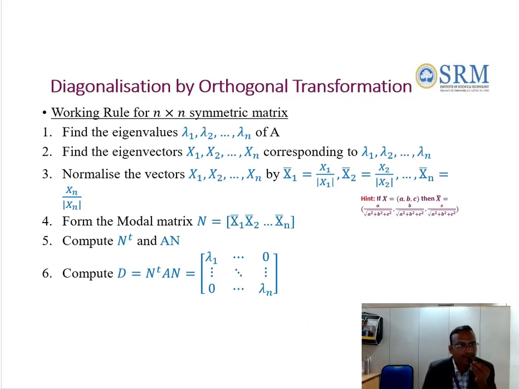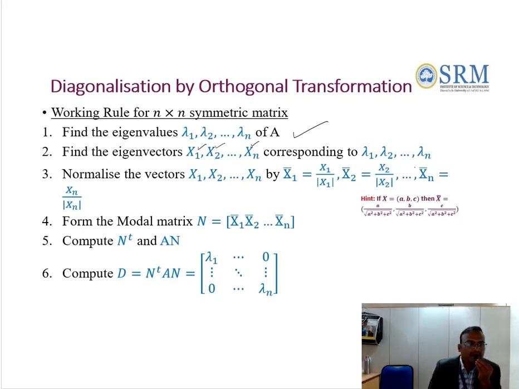Next, we are going to see how to find the diagonal matrix by using the orthogonal transformation or orthogonal reduction. There are some steps involved. The very first step is we have to calculate the eigenvalues of the matrix A. Second step is we have to compute the eigenvectors corresponding to each and every eigenvalue. That is, we have to compute x1, x2, x3 and so on, xn corresponding to lambda 1, lambda 2 and so on, lambda n.